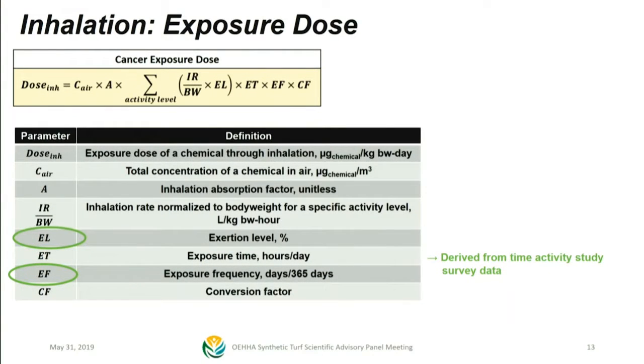So back to our main equation. The exertion level here represents the percentage of time on the field that a user spends performing activity at a specific intensity level. Data from the survey will be used to derive this parameter value. We already talked about the exposure time. So next, the exposure frequency. This represents the days per week spent on the field by field users. Survey data is also used to estimate this parameter value.